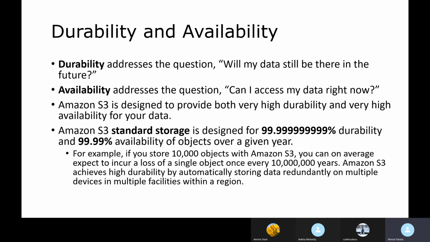Amazon S3 achieves high durability by automatically storing data redundantly on multiple devices in multiple facilities with a reason. So how is Amazon giving such a guarantee that your data is durable for so many years? While you are copying your data to S3, it is automatically storing your data in multiple availability zones or multiple facilities. Due to that, we are getting such a high amount of durability.